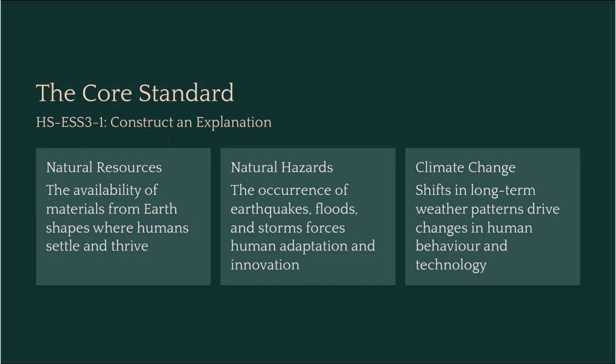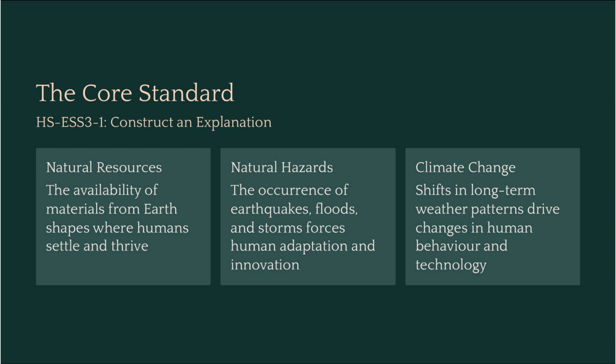The official standard, HS-ESS3-1, asks us to build an explanation, a cause and effect story. It wants us to connect the dots. How does cause A, the availability of natural resources, lead to effect B, where humans build cities? We'll break it down into 3 parts.